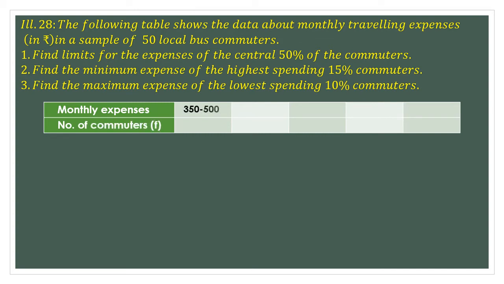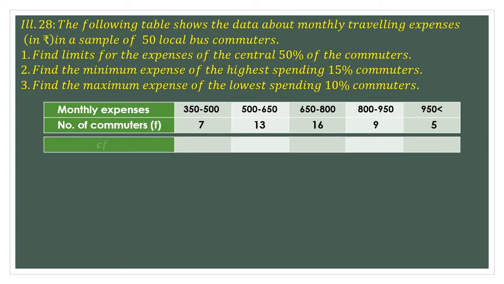The expenses are given in classes 350 to 500, 500 to 650, up to 950 and above. The frequency is 7, 13, 16, 9 and 5, and then we have the cumulative frequency, which we always have to calculate: 7, plus 13 is 20, plus 16 is 36, plus 9 is 45, plus 5 is 50. That means the total number of commuters is 50, which was already given in the question.